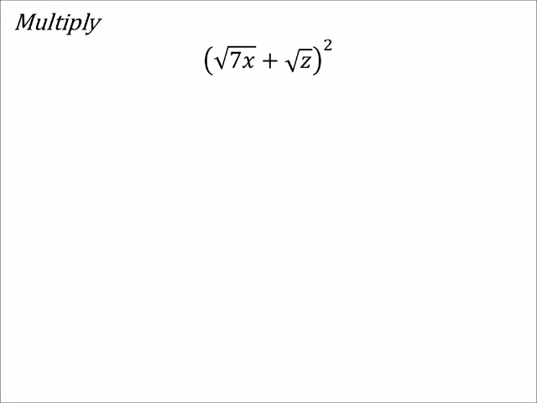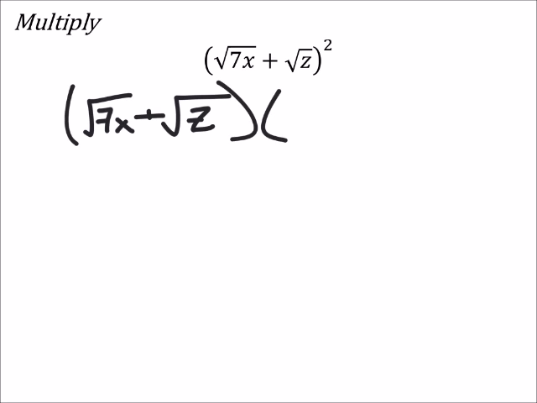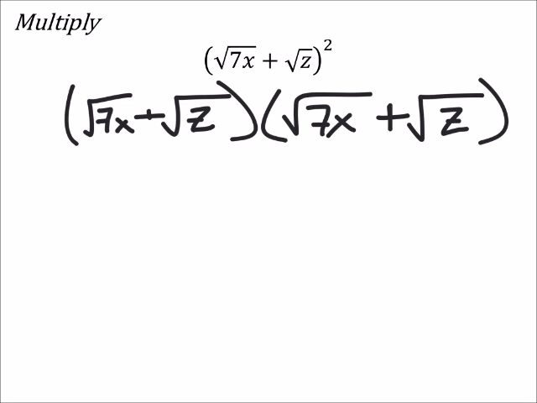Well, this is two binomials being multiplied by each other. They're just the same, so they just squared it. So the only tricky thing about this one is just kind of how it comes out. So we got the square root of 7x plus the square root of z, and we're going to multiply it by itself because it's squared. So the square root of 7x plus the square root of z, like this.